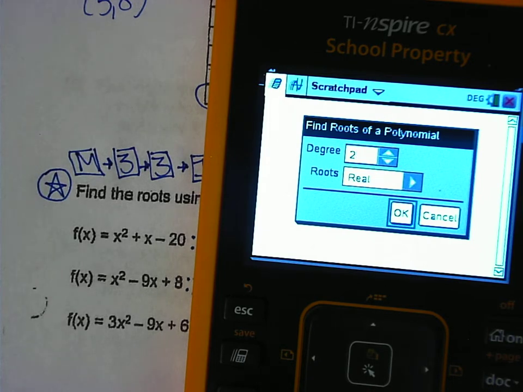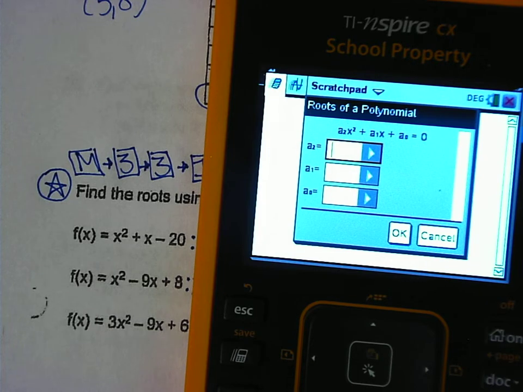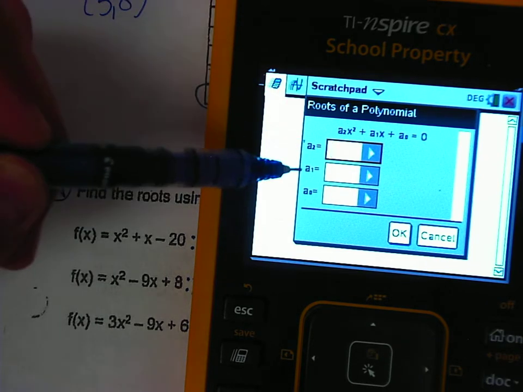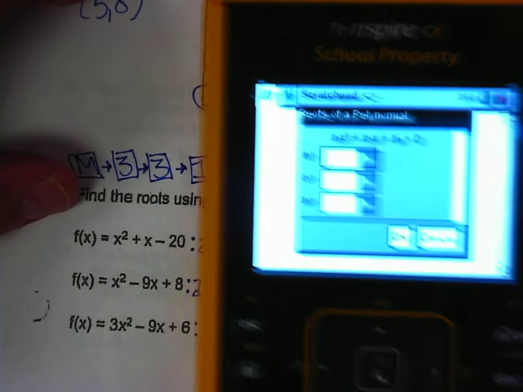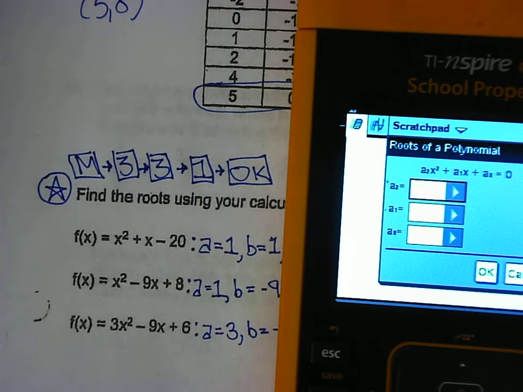Just go right to OK and press enter. It's going to ask you basically for your A, your B, and your C. It's written a little differently here, but this is what it means. So your A value, we said, was a positive 1. So I'll put a positive 1 in that first box and then down arrow.